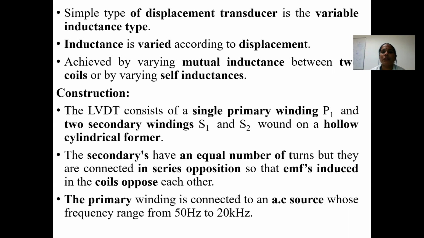This is achieved by varying the mutual inductance between two coils, so the displacement can be measured by changing either the self-inductance or the mutual inductance between the coils.